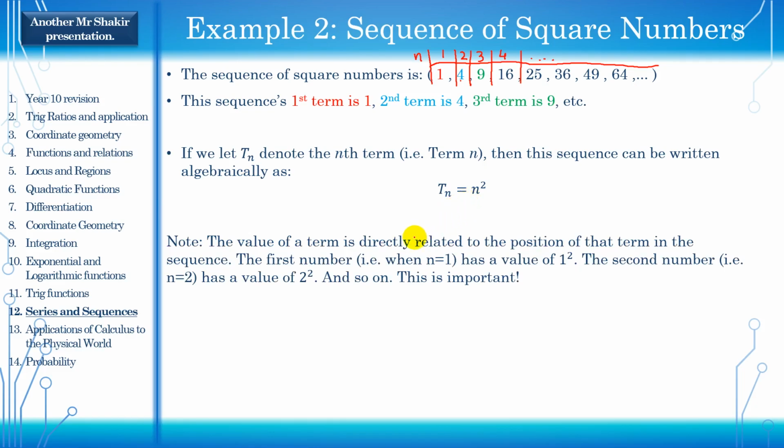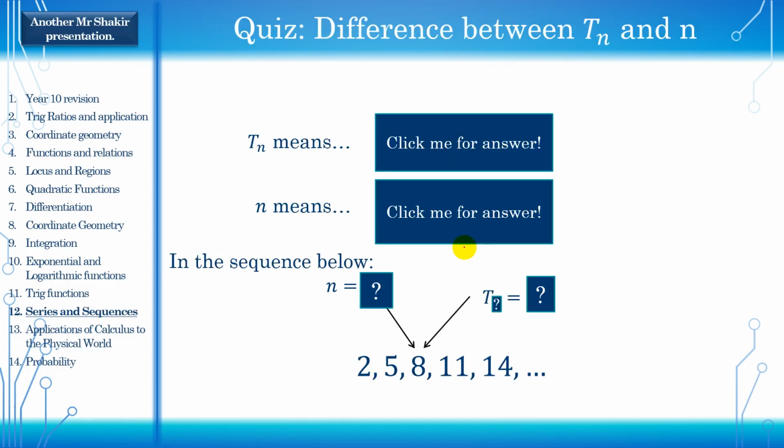Now the value of a term is directly related to the position of that term in the sequence, which is what I just explained, right? Depending on what term you want, the value of that term will depend on the position of the term. First number is 1 squared. 10th number is 10 squared, and so on. And this will apply to all sequences.